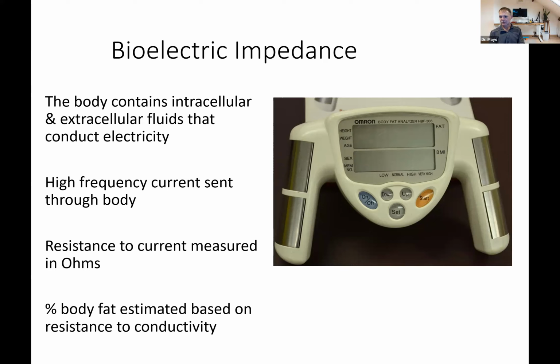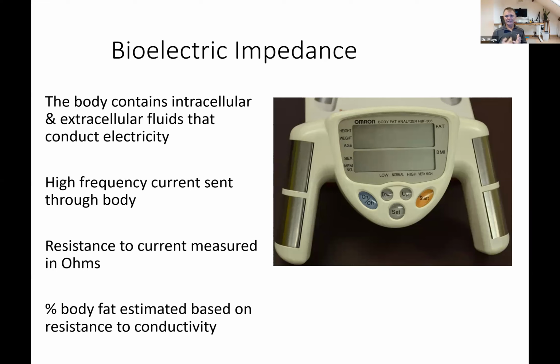Less resistance to the current. More muscle. Okay. The more muscle you have, the less resistance. The more fat you have, the more resistance. Everybody following that? So the resistance is measured in a unit called ohms. The ohms is then converted to estimate percent body fat. That's how this works.